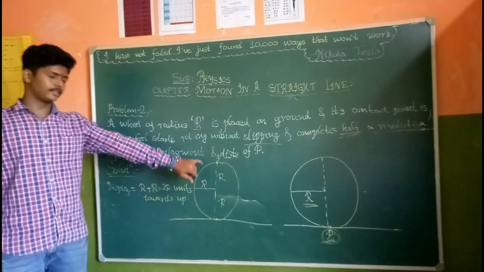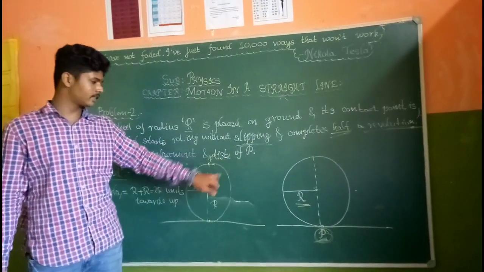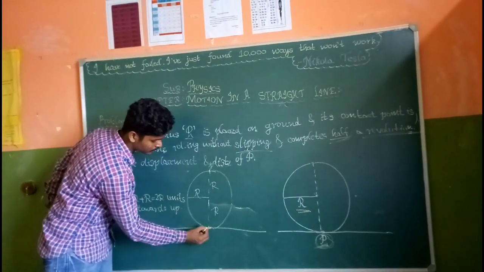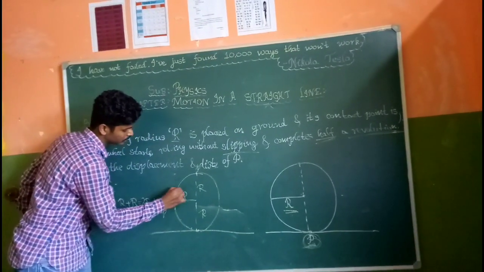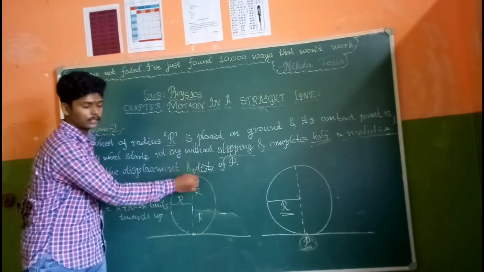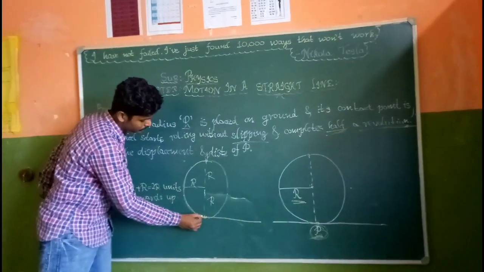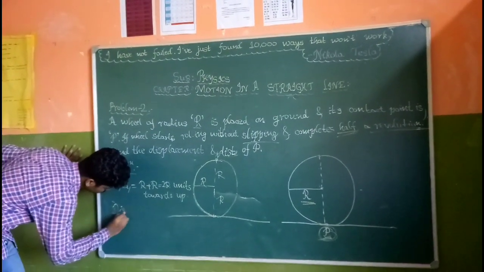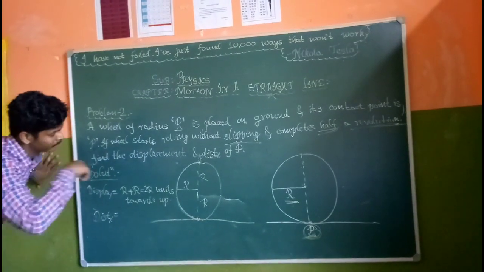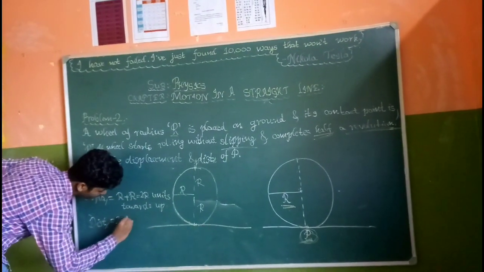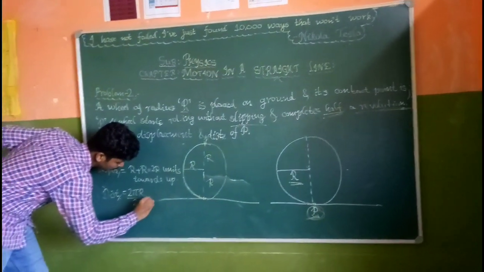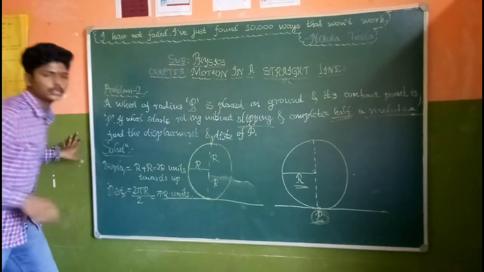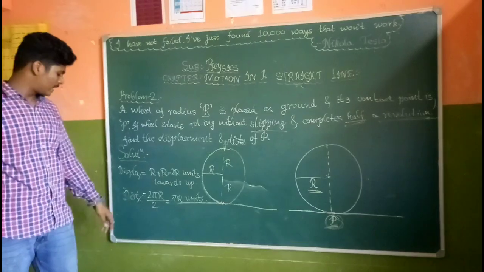Now we have to find the distance. The distance is this path. Initially the point is here, and if we travel like this it moves to here, so this is the distance. The length of this half of the circumference is the distance. Circumference is 2 pi r, so half is pi r units. There is no need to denote direction here as it is a distance.